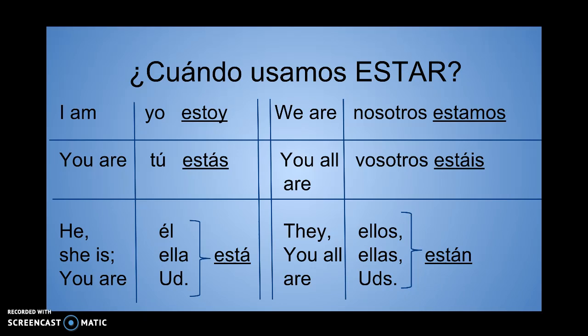So I am, yo estoy. You are informal, tú estás. He or she is or you are, él, ella or usted está. We are, nosotros estamos. You all are, vosotros estáis. That's the one that's only used in Spain. And they are, or you all are, ellos or ellas están, for they are. Ustedes están, for you all are.